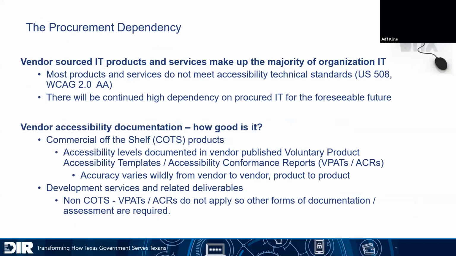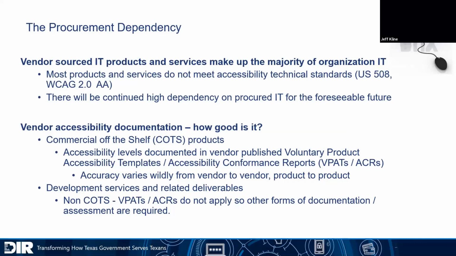So we're here to talk about procurement, and I call it the procurement dependency. The deal is that vendor-sourced IT products and services make up the majority of IT in almost any organization. Nobody's out there building their own stuff completely for their own use and running autonomously on all that stuff. Most of it is procured, and we don't see that going away in the foreseeable future. And so everybody in public and private sector is dependent on buying accessible products and services.